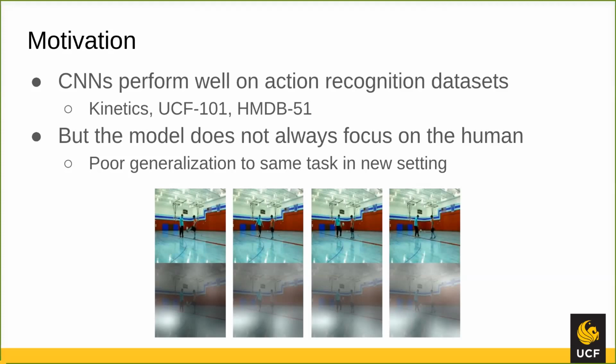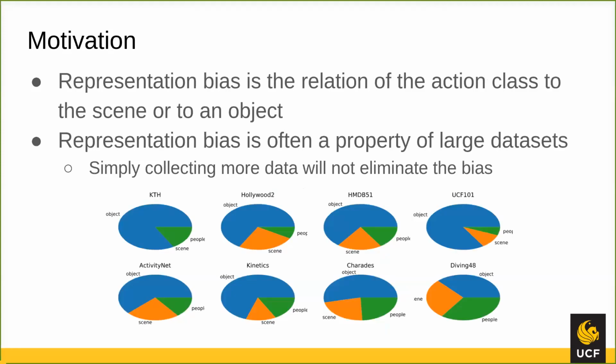If we look at this image here, the bright portions on the bottom half refer to where the model's attention is. The brighter the portion, the more emphasis the model is placing on those locations. In this example, it's not even focusing on the human, it's looking at the floor. Even though they're doing what looks like soccer, it's looking at the floor, and it would infer that they're doing some type of basketball task. This is called representation bias.